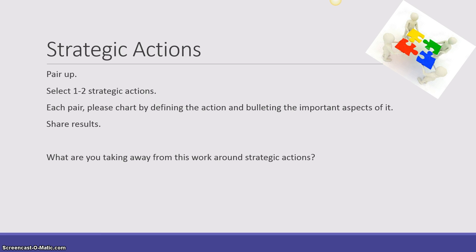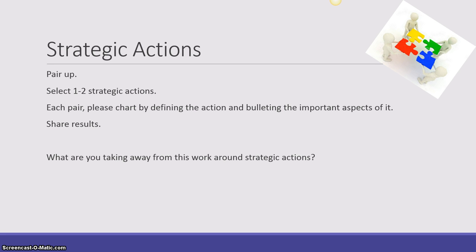Now let's look at some strategic actions. I want everybody to pair up. Now I know that for fourth grade there are 3, so you all can just work together. I want you to select 1 or 2 strategic actions, probably 2. I want each pair of you to chart what you're learning by defining the action and then bulleting the important aspects of it. And then after you've charted it, share the results. I want you to talk about what you are taking away from this work around strategic actions.